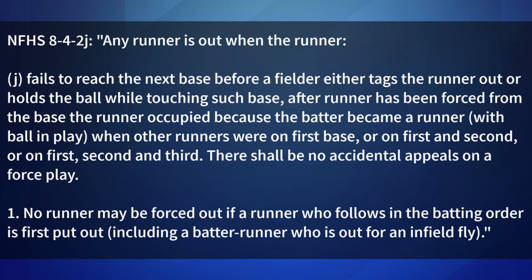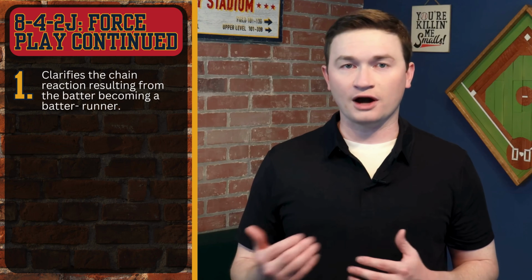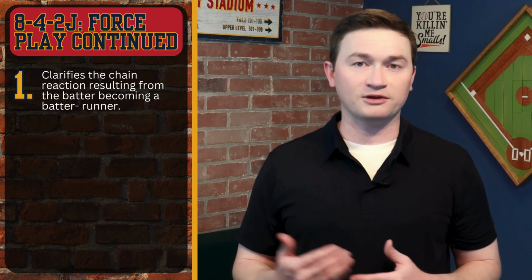No runner may be forced out if a runner who follows in the batting order is first put out, including a batter runner who is out for an infield fly. I don't want to spend too much time on this, but there are some points I will highlight. First, this rule explains the chain reaction of how a force can occur on a runner that occupies third at the time of the pitch.